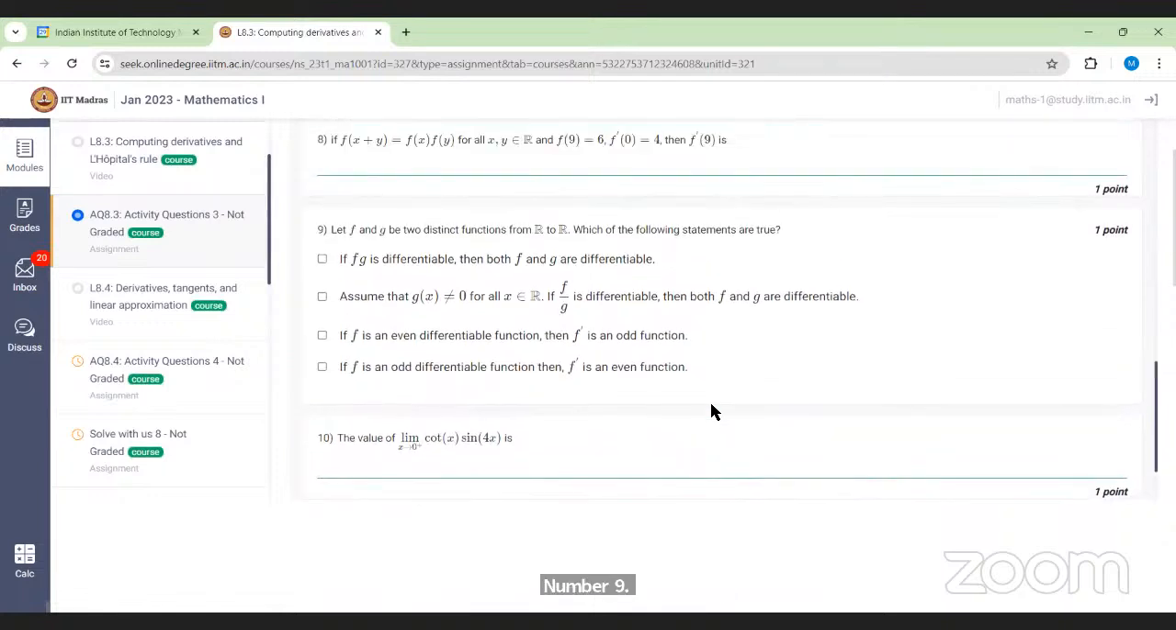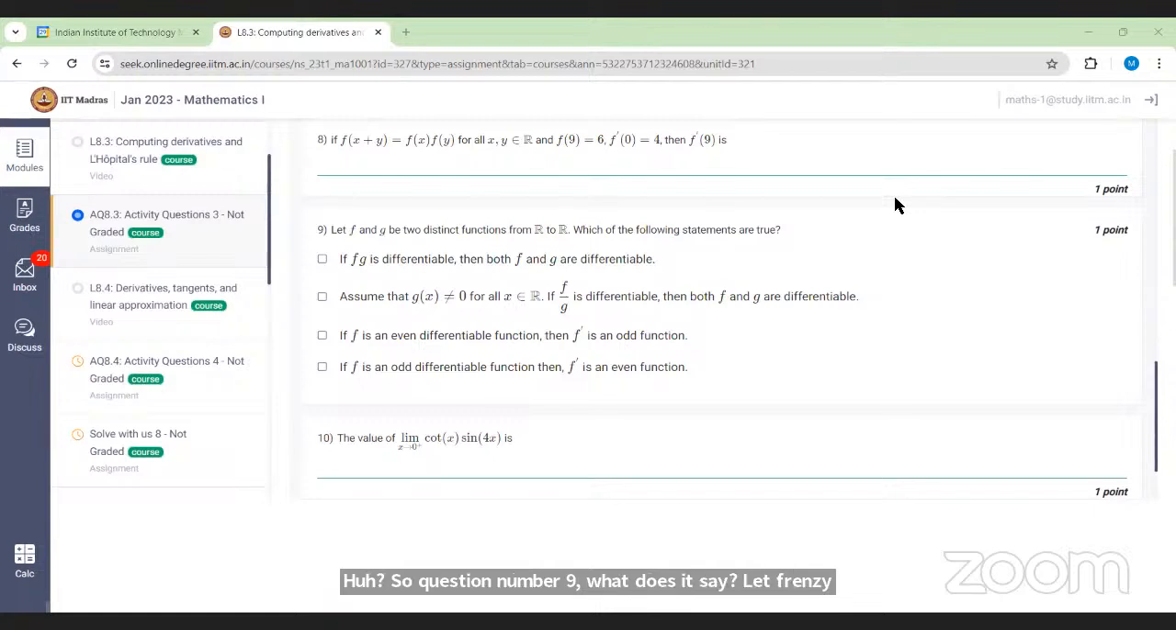So question number 9, what does it say? Let f and g be two distinct functions from R to R. Which of the following statements are true? First thing says, if f times g is differentiable, then both f and g are differentiable.